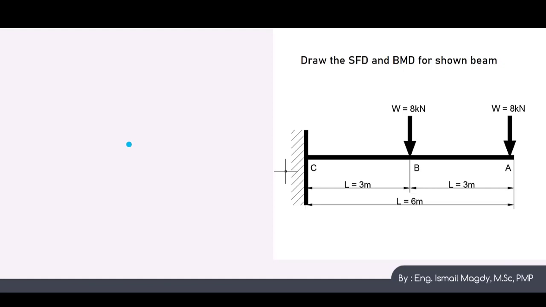We will start, as always, by drawing the free body diagram for the beam. So we have this beam, and we have these 3 points where we are going to calculate. We have one vertical force here of 8 kN, another force here of 8 kN, and here this is a fixed support, so we have a vertical reaction, we'll call it YC, and a horizontal reaction, let's call it XC, and we have a moment reaction, let's call it MC.